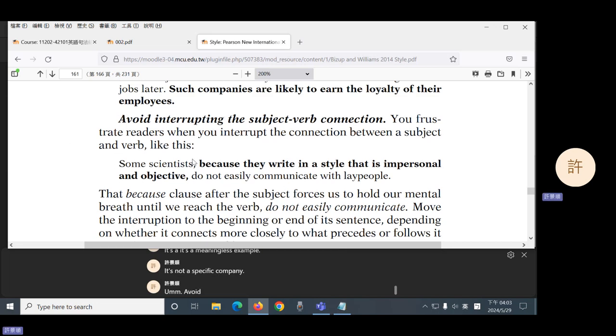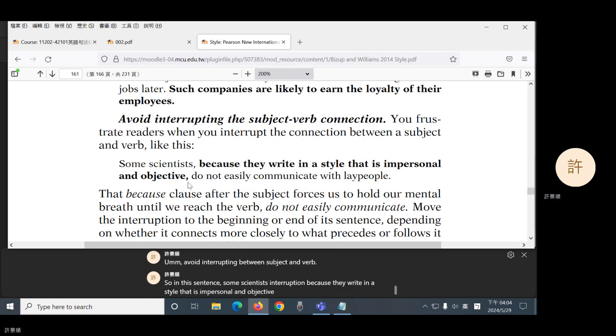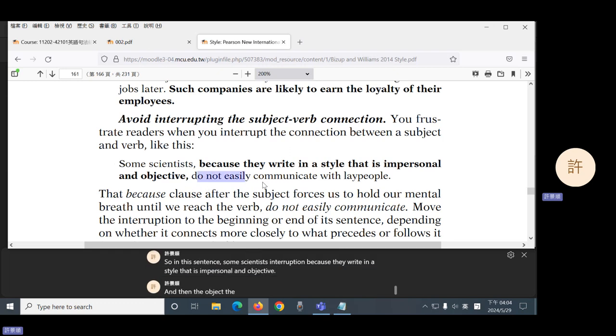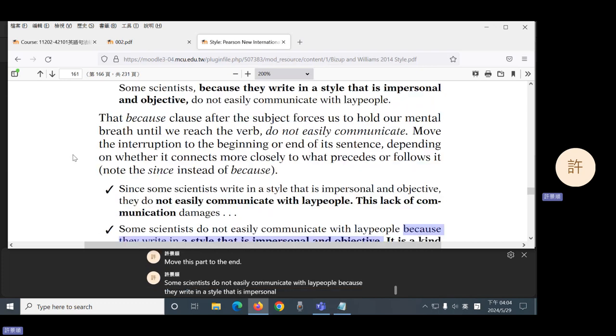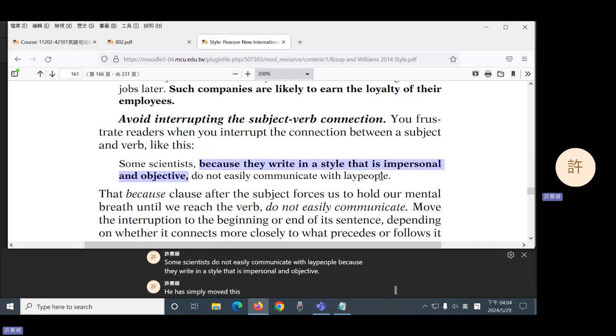Avoid interrupting between subject and verb. So in this sentence, some scientists, interruption, because they write in a style that is impersonal and objective, and then the verb is "do not easily communicate". So this is interrupting the subject from the verb. It's a very simple solution. Move this part to the end. Some scientists do not easily communicate with lay people because they write in a style that is impersonal and objective. He has simply moved this part to the end of the sentence. Simple solution.